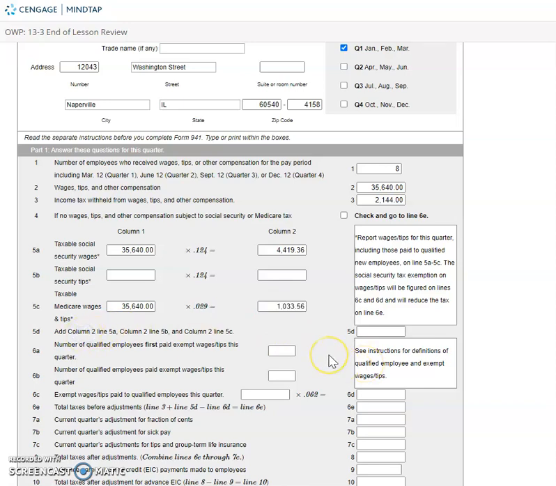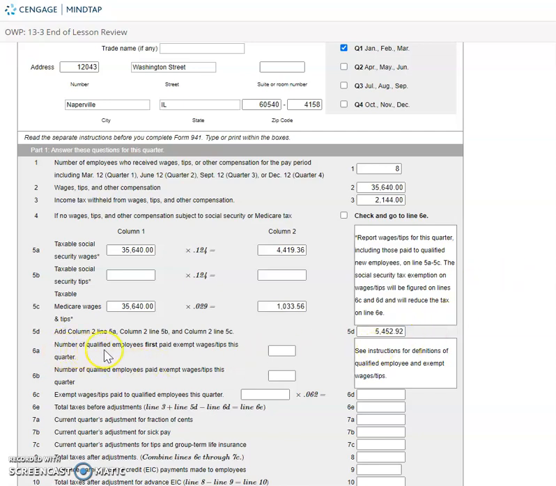Okay, line 5D says we're going to add column 2, line 5A, column 2, line 5B, and column 2, line 5C. So we are adding this column 2 together. The total I get then is 5,452.92.